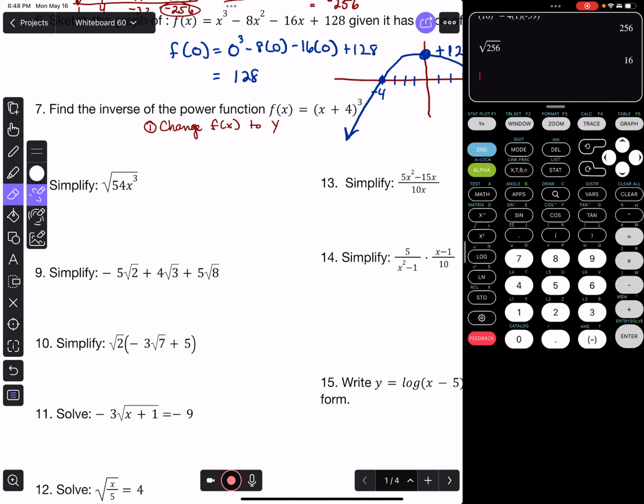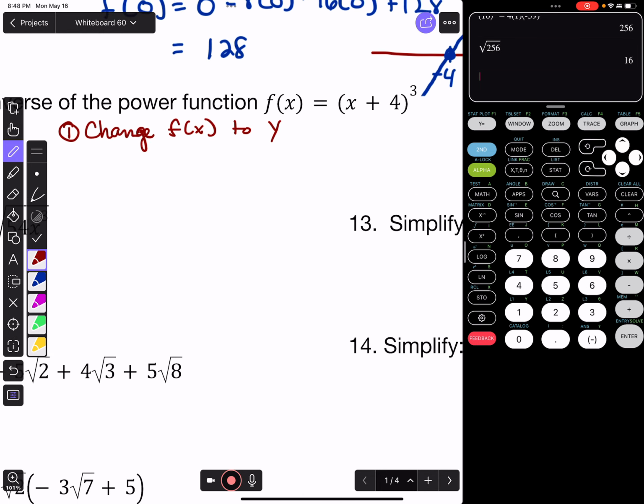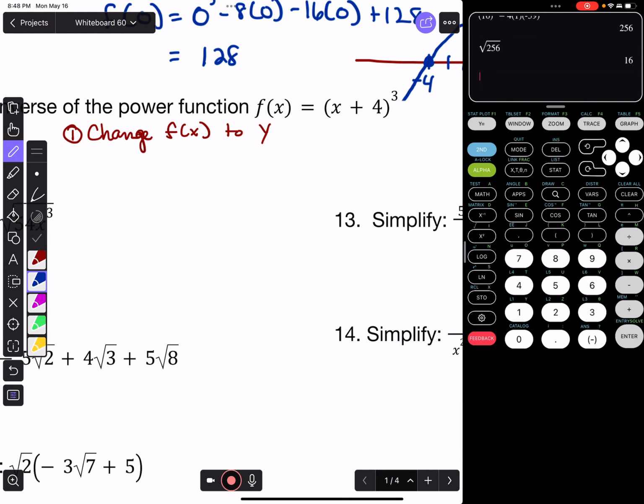Okay, I'm going to erase a little bit of our work here so that we can have a little room there. So step 1, you're going to change f of x to y, and so this function that we're dealing with would become y equals (x plus 4) cubed. Okay, so we haven't changed it at all, just changed the f of x to a y.